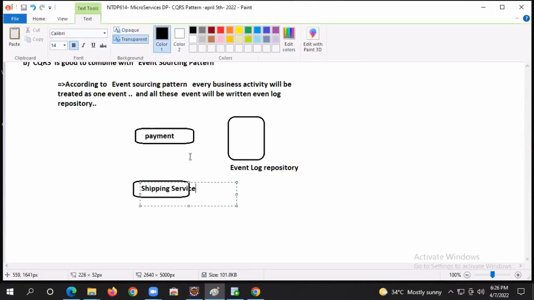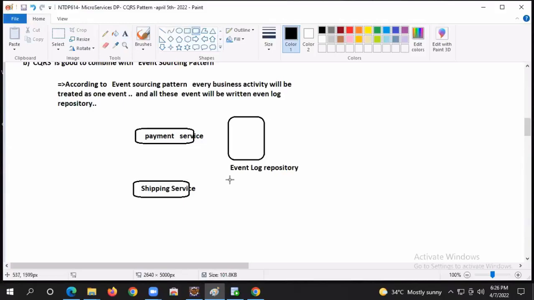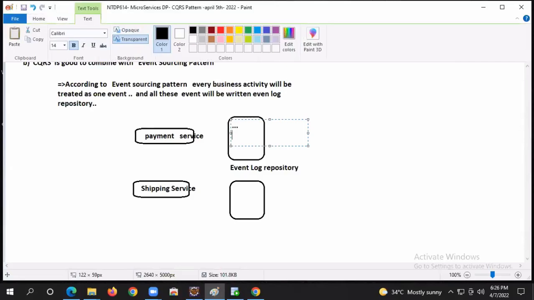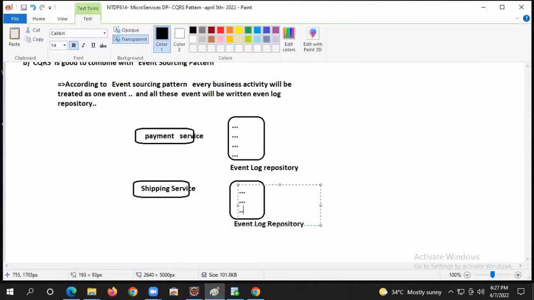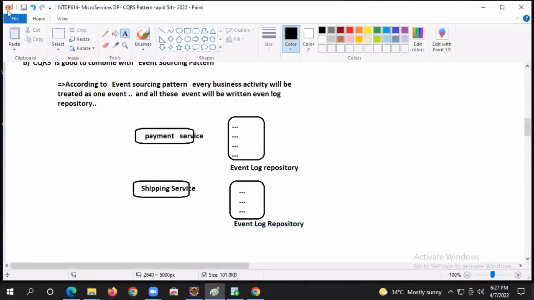Shipping service, payment service. Each is having its own event log repository. Payment done, card added, card removed. All these are events, guys. All these business activities will be recorded as event logs here. Shipping service, here also we are having an event log repository.